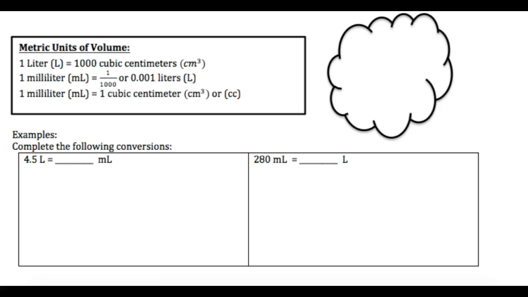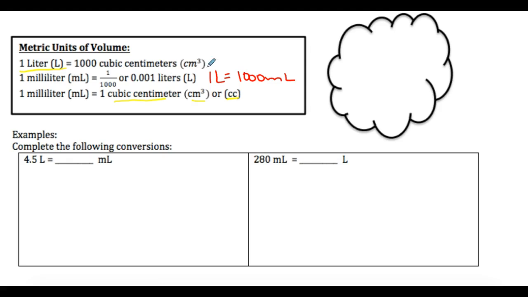The base of the metric system for volume is liters. Okay, and so we have liters. 1 liter is 1,000 cubic centimeters, or we call that cm cubed or cc's. They're the same thing. Cubic centimeters can be abbreviated in either one. And remember, the prefix milli means 1/1000th. So if we look at this middle one, 1 milliliter is 0.001, or we can say that 1 liter is 1,000 milliliters.